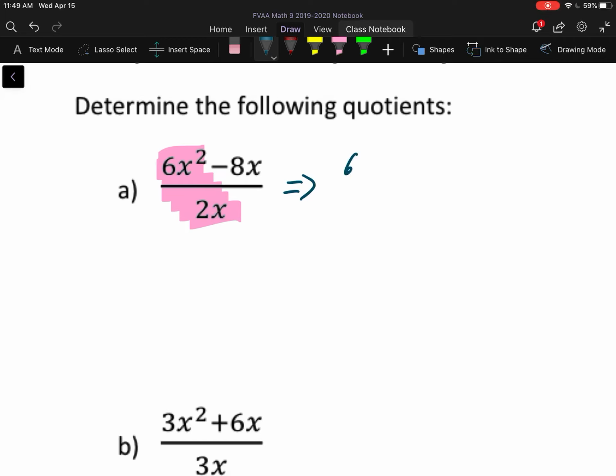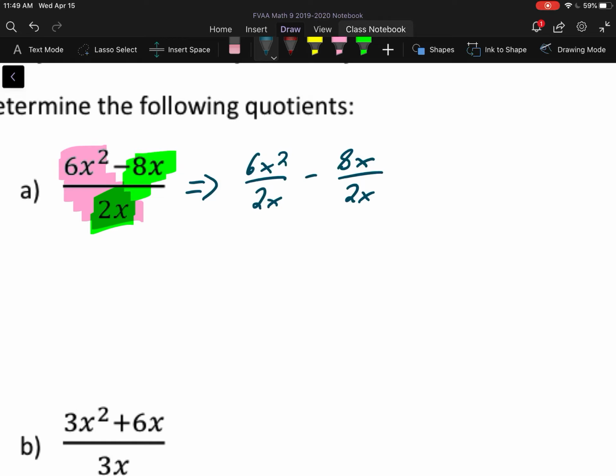So first off, in my polynomial here, it's 6x squared divided by 2x, and then minus 8x divided by 2x. Again, each term in the numerator is divided by the denominator individually.